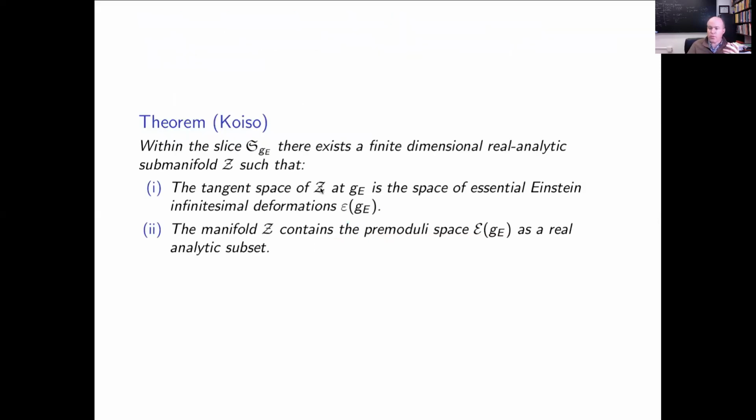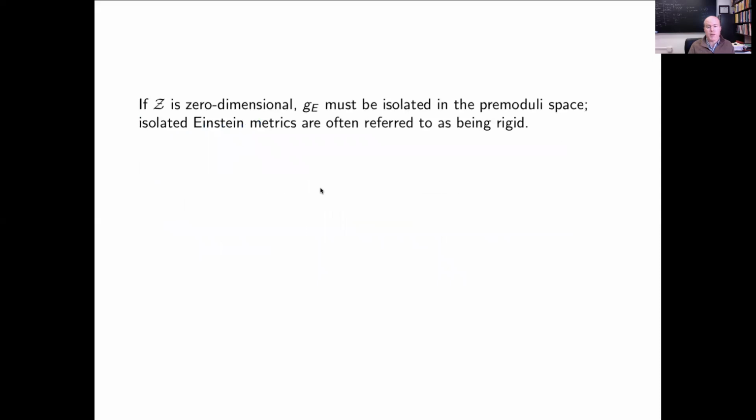So let's study this a bit further. The main theorem which makes this more rigorous is due to Koiso, who proved that within the slice there is a real analytic submanifold Z, such that the tangent space of Z is the space of EIDs, and Z contains the pre-moduli space as a real analytic subset. What does this mean? If Z is zero-dimensional, then we have an isolated Einstein metric. And isolated metrics are equivalently called rigid metrics.